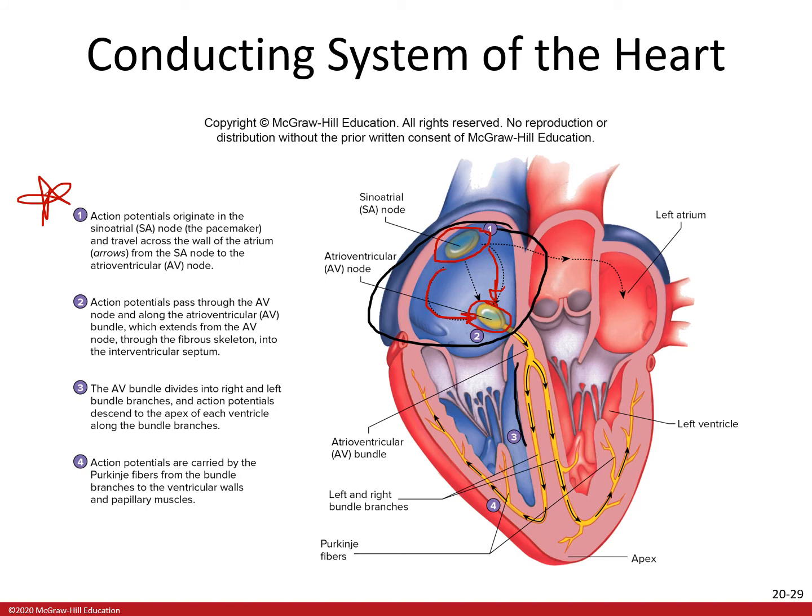Now, this structure that I'm outlining is the interventricular septum, and as I said on that previous slide, this is where we're going to find our AV bundle, this guy up here. Remember, that's going to split, and that's going to be our right and left bundle branches. And then from there, we're going to go up and around on both sides to those ventricles, and that's where we're going to have our Purkinje fibers.